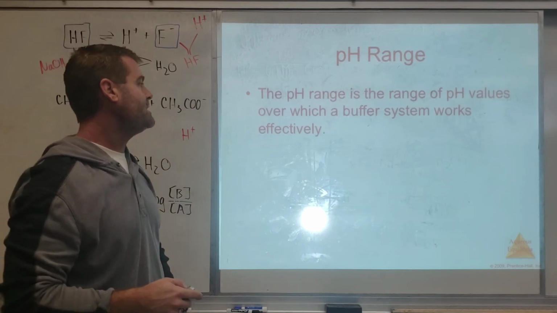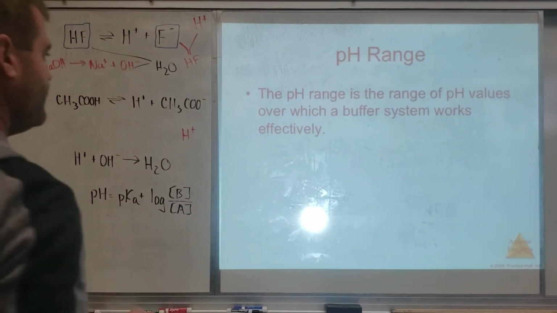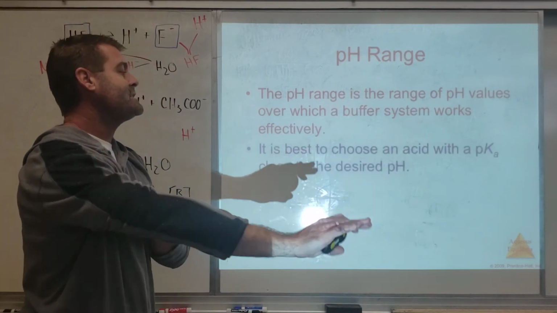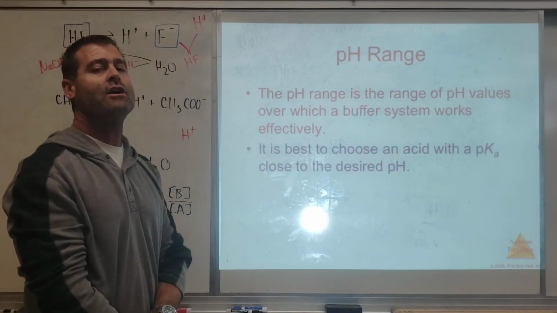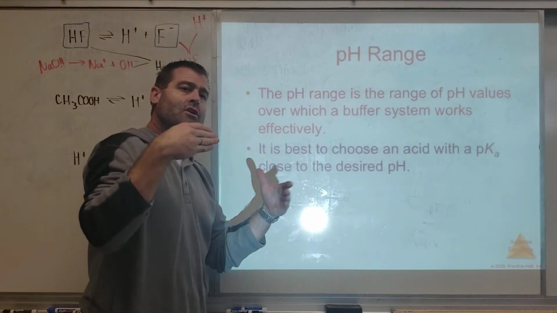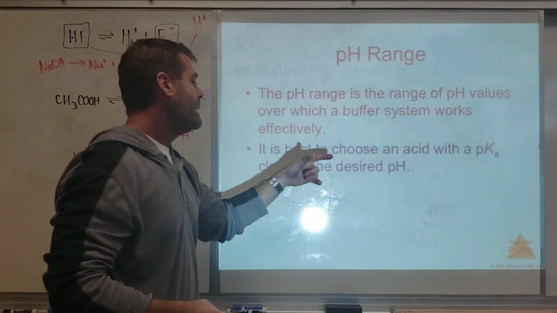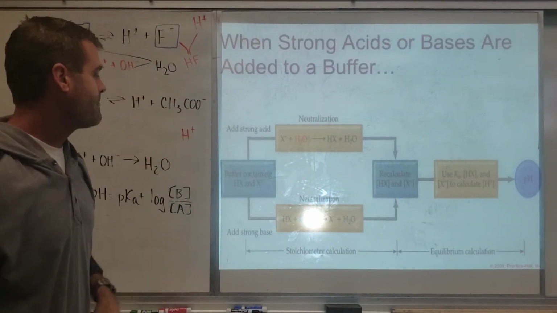pH range is the range of pH values over which a buffer system works effectively. It's best to choose an acid with a pKa close to the desired pH. As a chemist, if you have a desired pH, you're going to choose a weak acid that has the negative log of the Ka, which is called the pKa, that's close to the pH value.